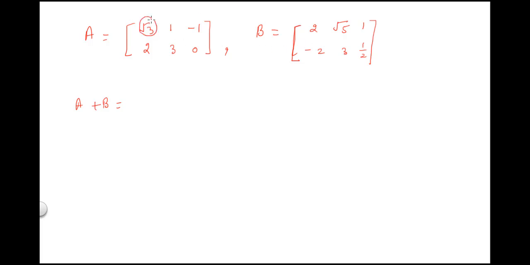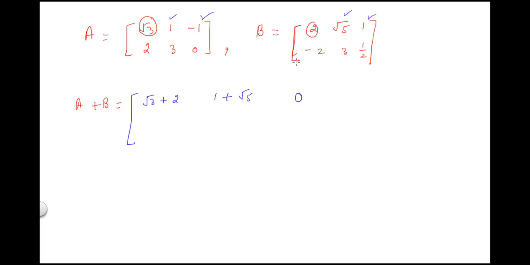So root 3 will be added to 2. So we get root 3 plus 2. 1 will be added to square root of 5, so 1 plus square root of 5. The next will be minus 1 plus 1, so it will be 0.